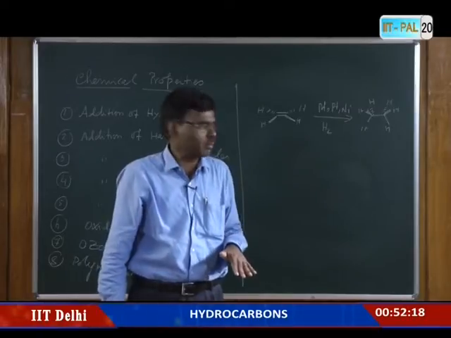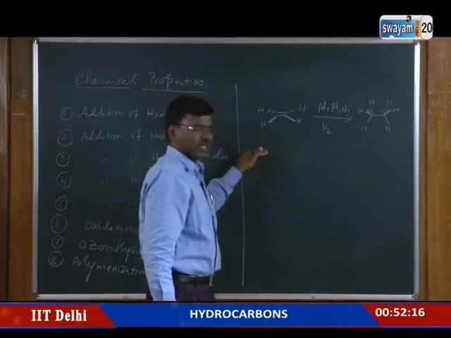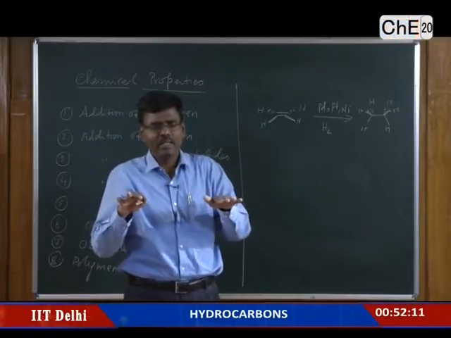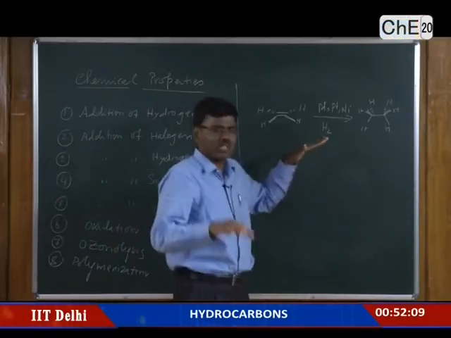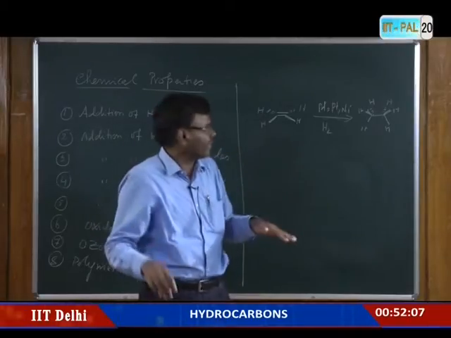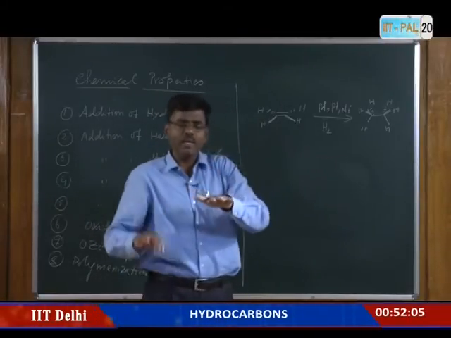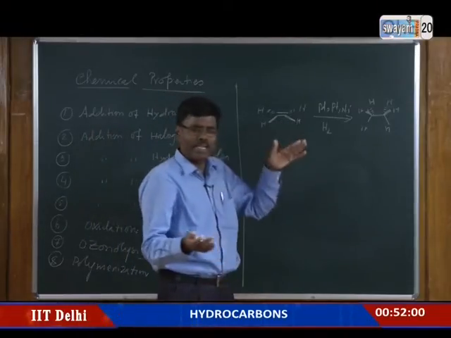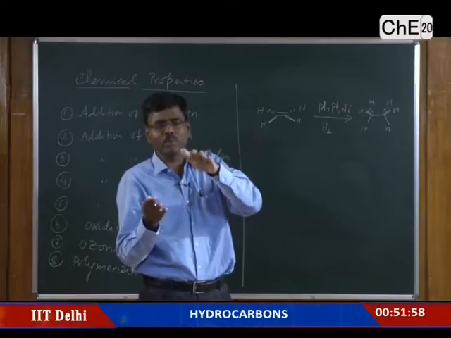This addition takes place, and in this reaction, as I mentioned earlier, what happens? You have the metal surface. On the metal surface, the hydrogen is adsorbed first. Then your alkene is also adsorbed on the metal surface, as you have the carbon-carbon double bond. There will be interaction between the pi bond and your metal.